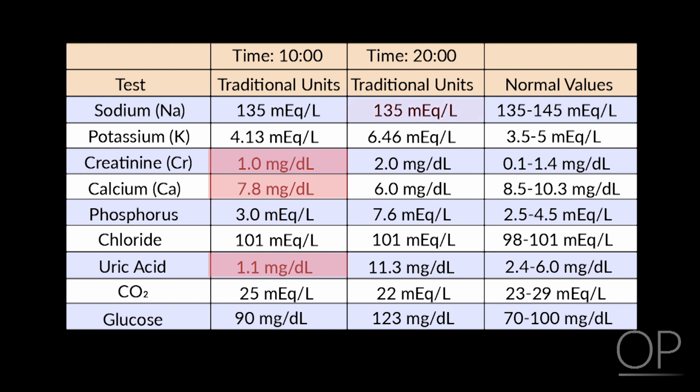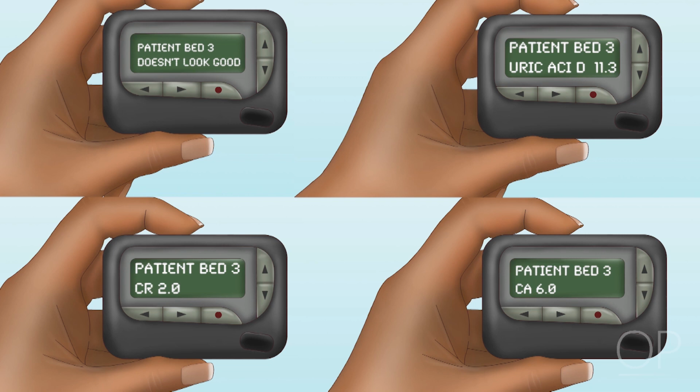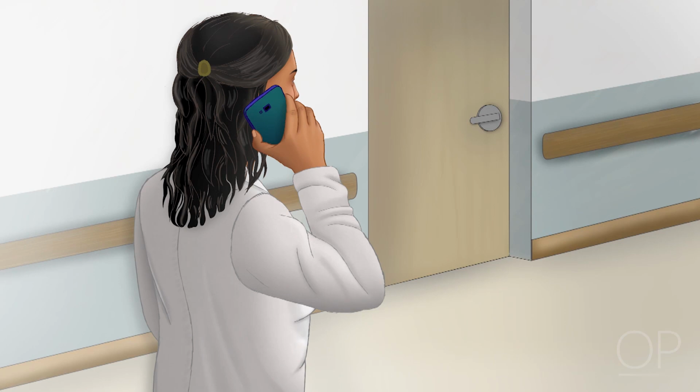And what you see is you have a sodium of 135, a potassium that is 6.46, a chloride of 101, CO2 of 22, glucose of 123, a creatinine that has now doubled to 2, a calcium of 6, phosphorus of 7.6, and uric acid of 11.3. And so now with all these abnormal labs coming in, compared to where the patient was at 10 a.m., you're getting now multiple pages from the nurses giving concern of how the patient looks, as well as all these laboratory values. Most important thing is take a breath and start communicating up the chain.